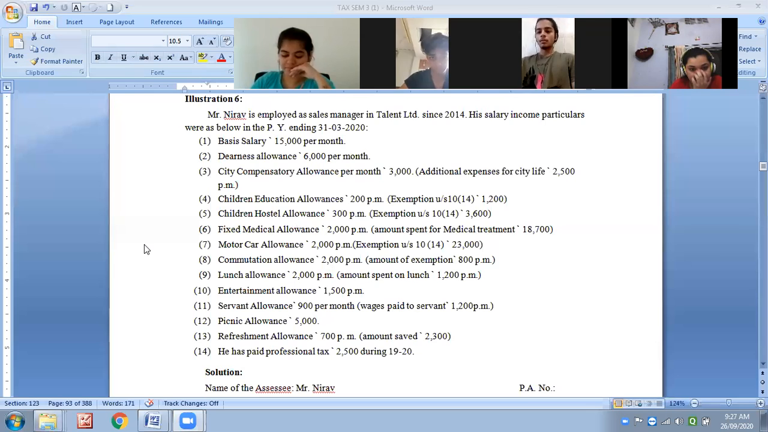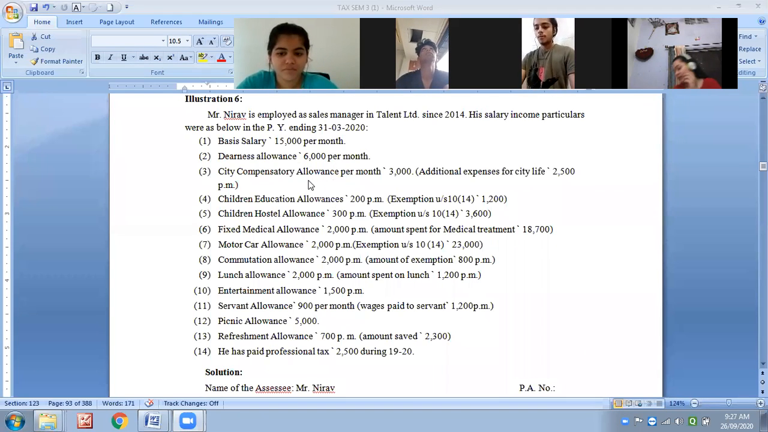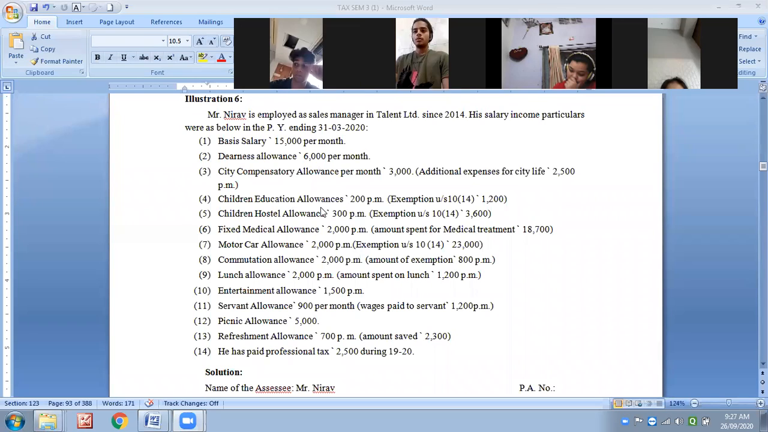Any doubt? Like Shreyas, city compensatory allowance. Any allowance is fully taxable. I told you, allowances are some cash benefit which you are getting from your employer being an employee. It is as good as your salary. Perquisites are other than cash benefit which your employer is paying on your behalf, like servant, gardener, watchman, electricity. The company pays, for the company it is an expense. You are not getting it in your hand, so that is also taxable.